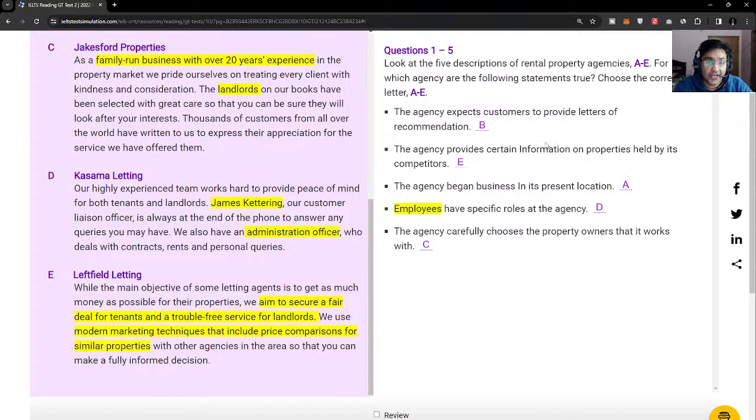The agency provides certain information on properties held by its competitors. We aim to secure a fair deal for tenants and a trouble-free service for landlords. We use modern marketing techniques that include price comparison for similar properties.